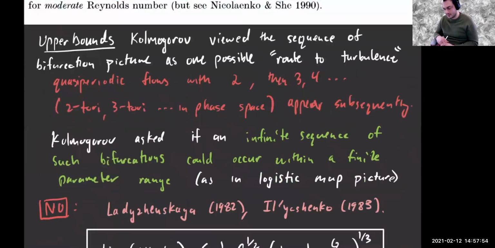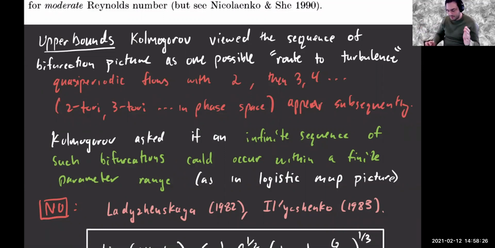One interesting thing is that when Kolmogorov first proposed this problem, very little was understood about it, and he asked the question. So if you have this sort of period doubling type scenario, even for quasi-periodic flows, if they occupy 2 tori, 3 tori, 4 tori, subsequently as you increase this parameter mu, he asked the question, is it possible that over a finite range of the mu parameter, you could undergo infinitely many such bifurcations?